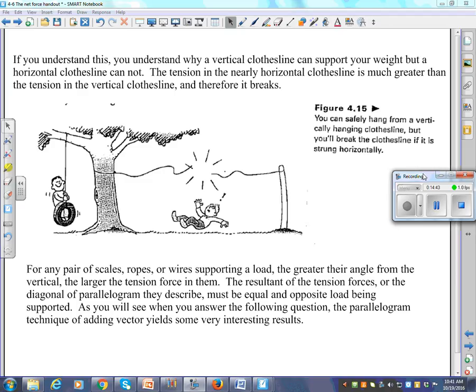Purely entertainment. If you understand this, you understand why a vertical clothesline can support your weight, but a horizontal one cannot. Don't try to grab hold of horizontal wires, because they're gonna break. The tension in the nearly horizontal clothesline is much greater than the tension in the vertical clothesline, and therefore it breaks. For any pair of scales, ropes, or wires supporting a load, the greater their angle from the vertical, the larger the tension force in them. The resultant of the tension forces, the diagonal of the parallelogram they describe, must be equal and opposite to the load being supported. As you'll see when you answer the following questions, the parallelogram technique, blah, blah, blah.